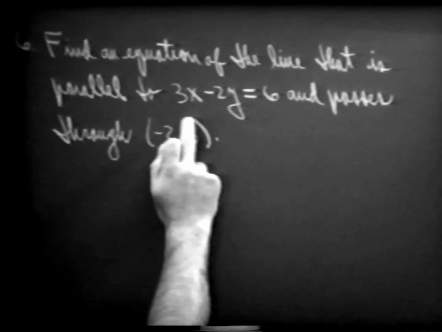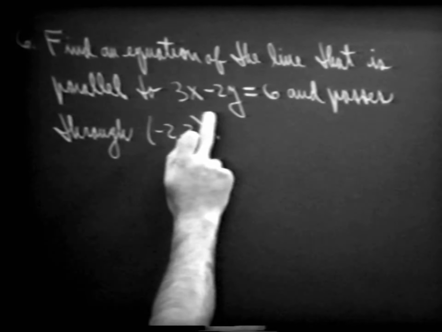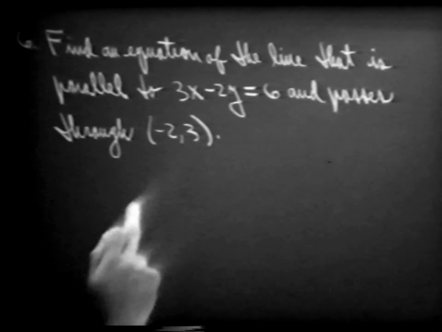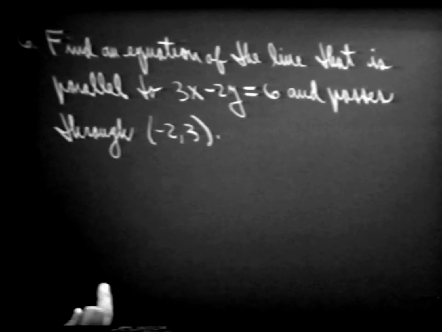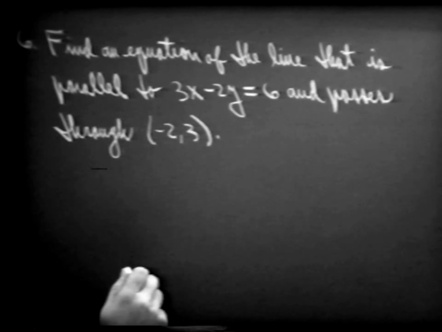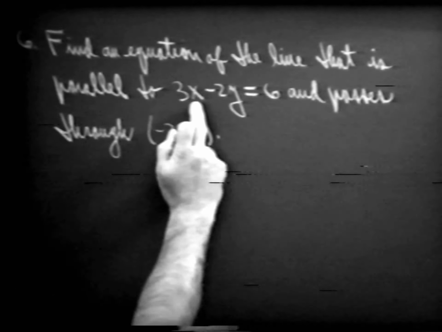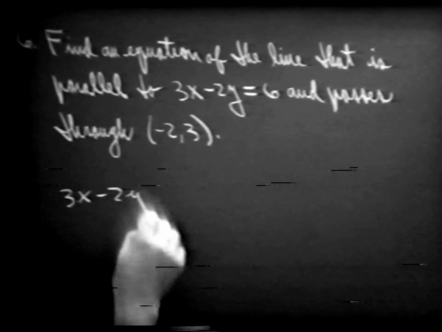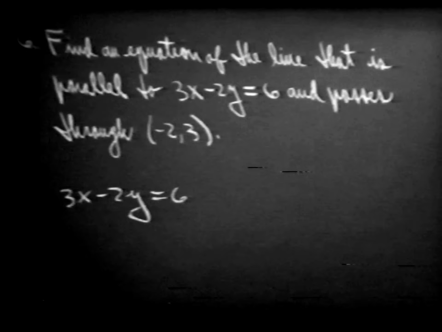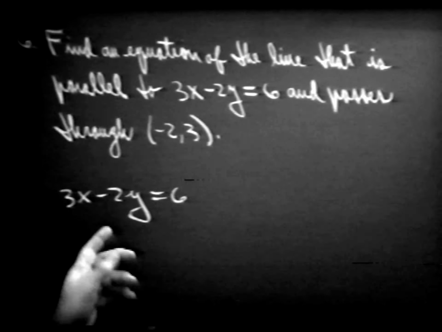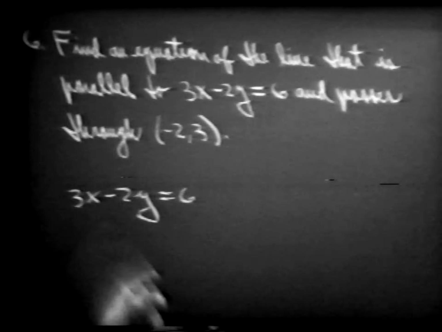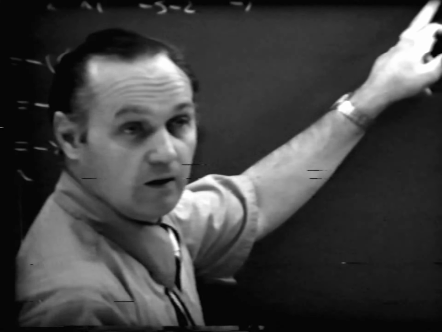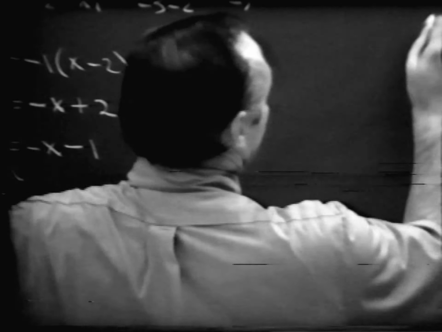Let's look then at a last example in which it says find an equation of a line that is parallel to the line whose equation is 3x minus 2y equals 6 and passes through this point at negative 2 comma 3. And you say to yourself, well, let's see now. How may I handle this? So let's look at this equation with the pattern of 3x minus 2y is equal to 6. And you say to yourself, if I only knew that slope number, all right, and so let's find that slope number.